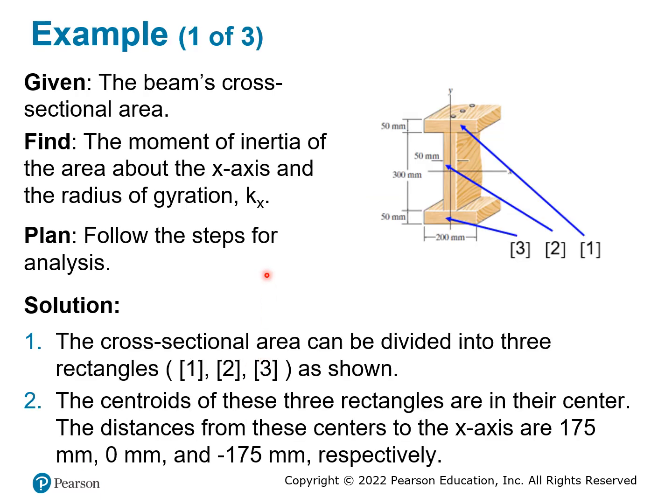So here's one example. We have an I-beam right here, and the top and bottom are the same shape. You have a vertical axis going through the center. We want to find the moment of inertia of the area about the x-axis and also the radius of gyration. We're going to separate this into three different shapes: the top one, the middle one, and the bottom one. They are very simple rectangular shapes oriented in different ways, and the centroid is straightforward. It's right at the center of each shape.